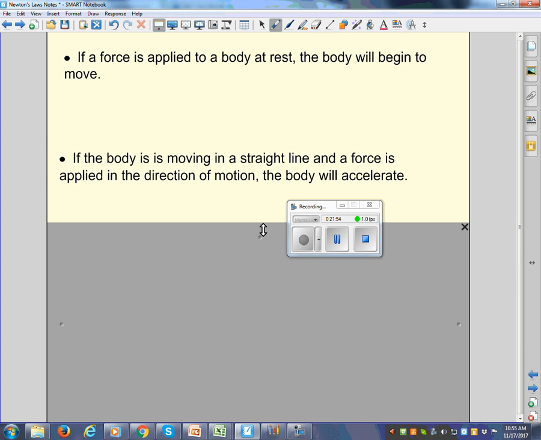If the body is moving in a straight line and a force is applied in the direction of motion, the body will accelerate.